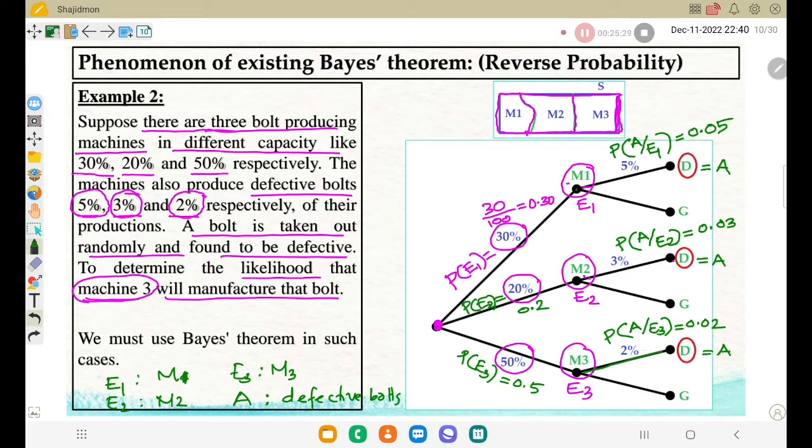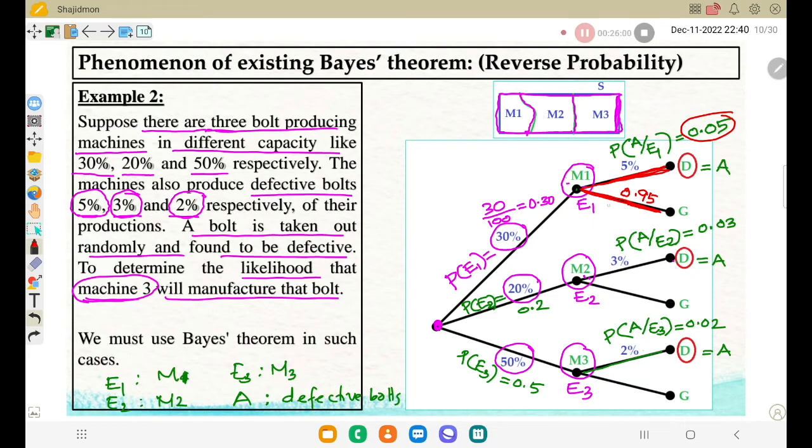If you know this number, 0.05 on this line, you can write the good bolt probability here, because the total probability should be 1. So to get the good bolt probability, you just subtract from 1. So 1 minus 0.05, that means we get 0.95 here.